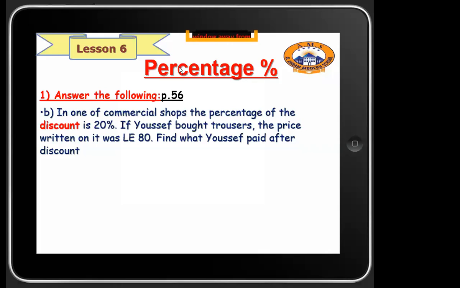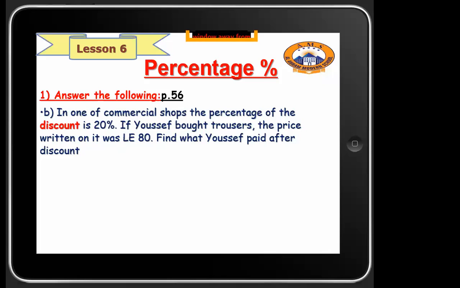So I would like Yusuf. In one of the commercial shops, the percentage of the discount is 20%. If Yusuf bought trousers, the price written on it was 80 LE. Find what Yusuf paid after discount.